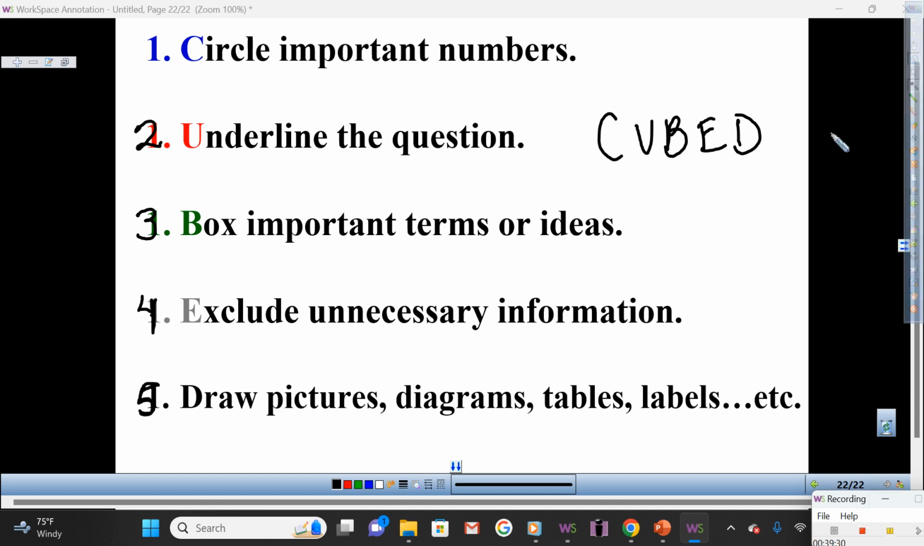And here's what I do to remember CUBED. Circle the C, which means circle. See what I did there? The U in red, you do what? Underline, yes. Bam. The B in green, what do we do? We box it, yes. The E, I actually do that in black. I just cross it out because we exclude it. And the D, to draw pictures and such, I just do a little drawing to remember the process. We're going to be using that process.